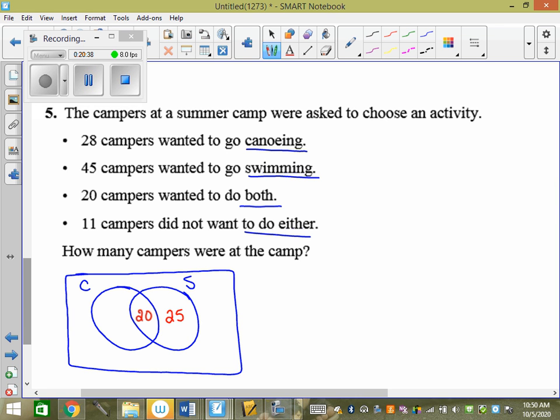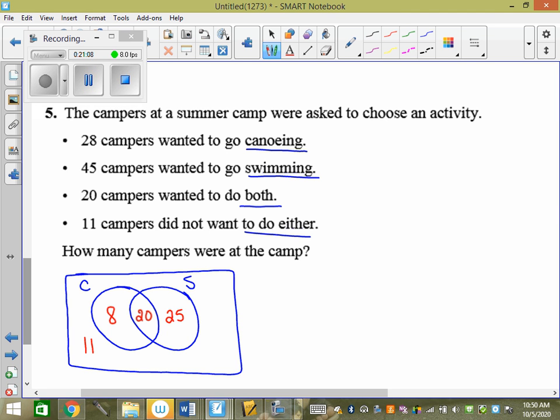So if it said swimming only, or the other way they can weirdly word it is swimming but not canoeing, right? So swimming only is the same as swimming but not canoeing, which is a weird way of saying it, but it's the same thing. Okay. Canoeing. How? You subtract 28 from 20. Right. So you take your 20 and you take it away from the 28 and you get 8. And then we have 11 that are out on the outside.